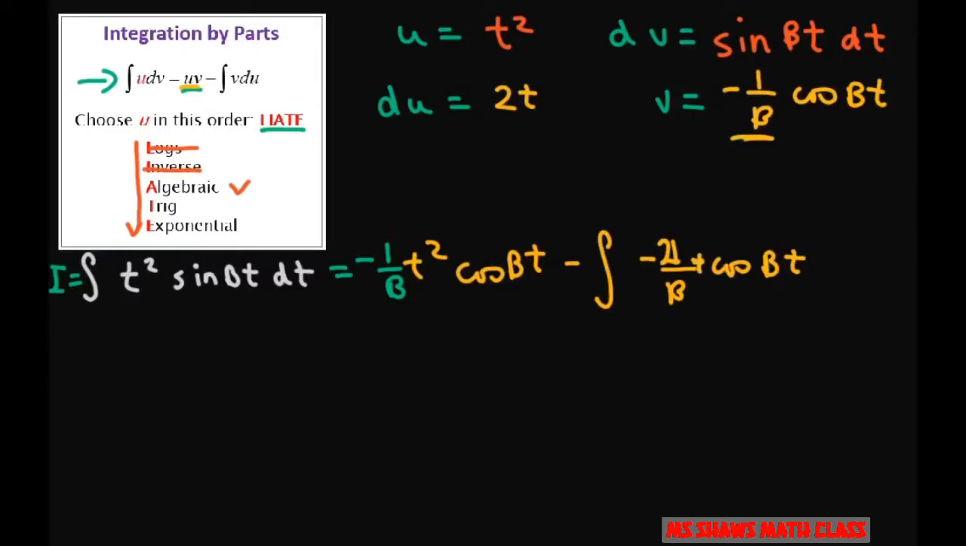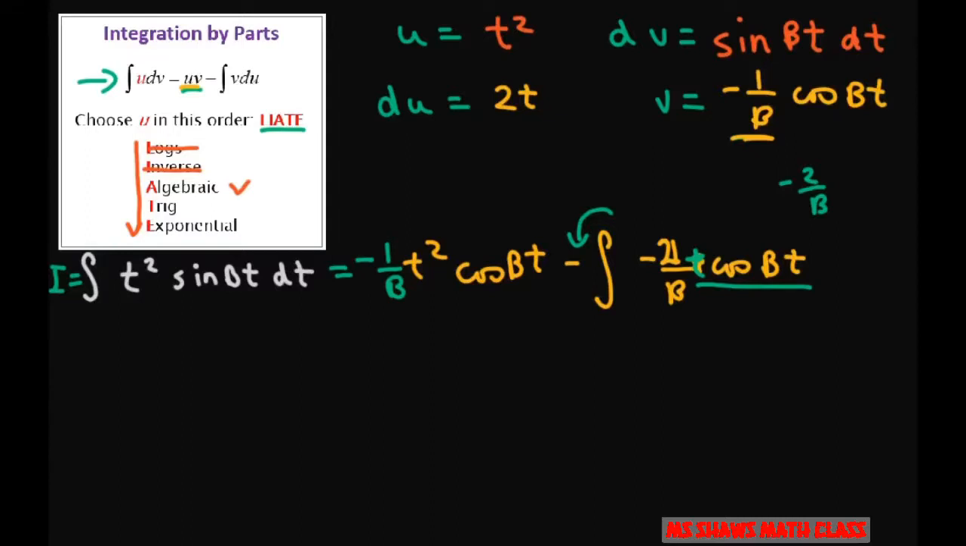All right. Now, since we have two parts here, an algebraic and a trig function again, I'm going to have to do integration by parts again. So I'm not going to look at the negative 2 divided by beta. What I'm going to look at is just the t cosine of beta t, because we could always pull this constant out front and put it in front if we wanted to.